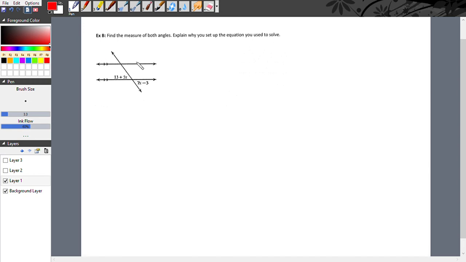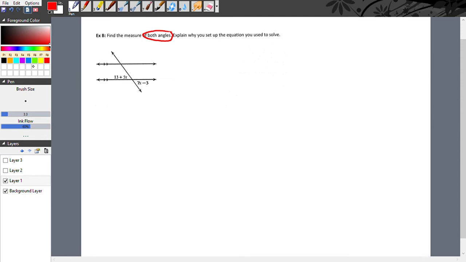Step number 1, figure out what we're solving for. By reading the question, it says find the measure of both angles. This is an important piece of information. It doesn't just want us to find one angle, it wants us to find both. So we know we're going to have to plug back into 2 different things. We need to make sure we know the measurement of both of the angles, not just one. So reading through that and circling that reminds me that I'm solving for not just one thing, I'm solving for 2.